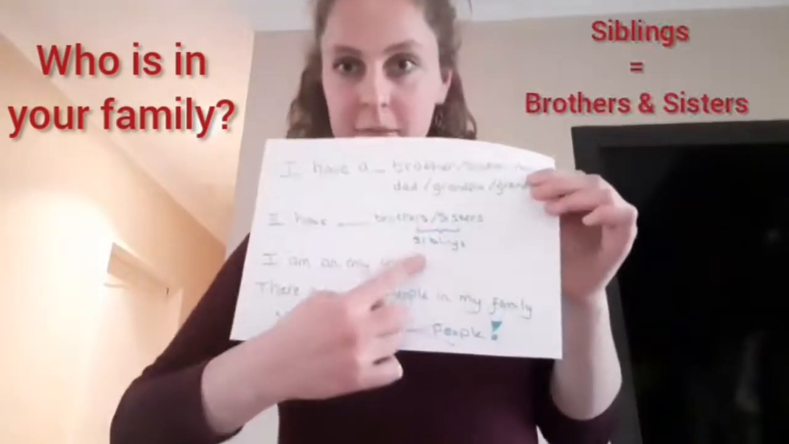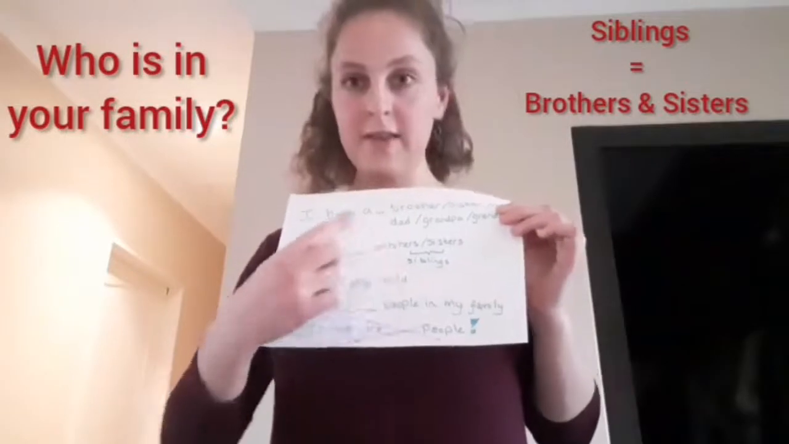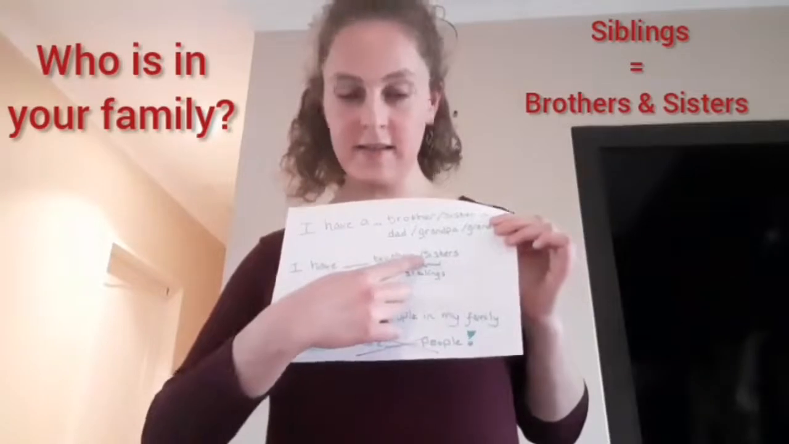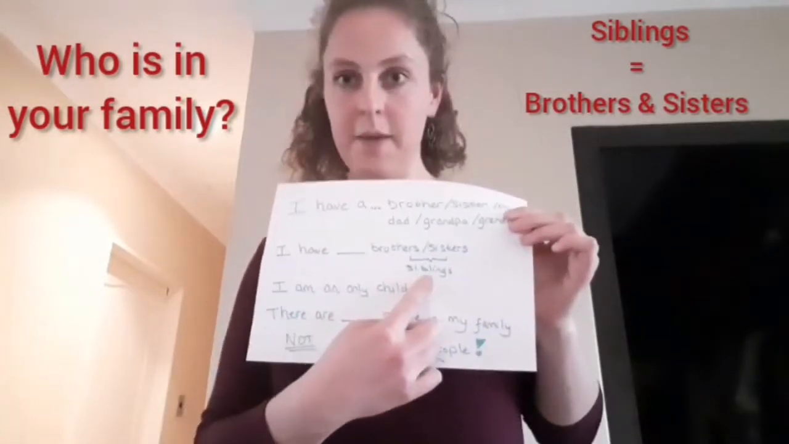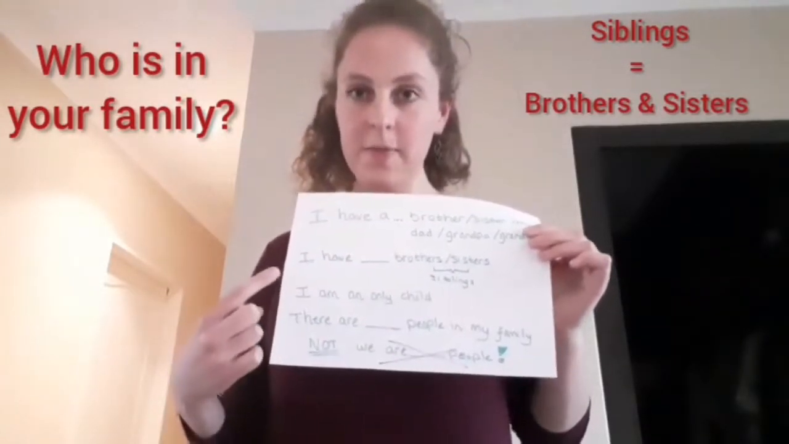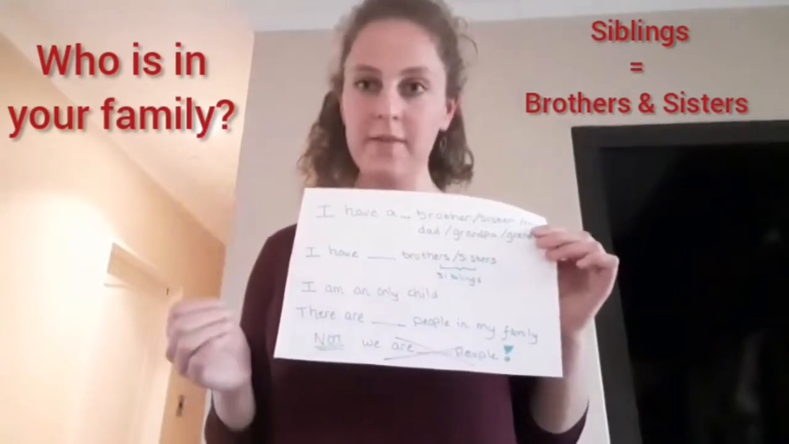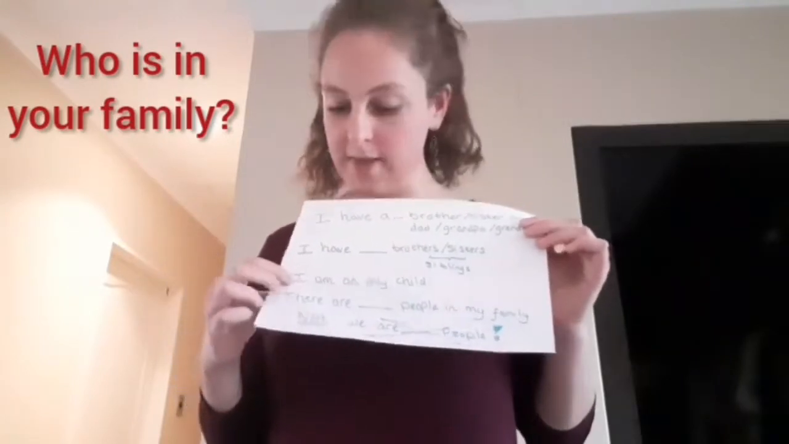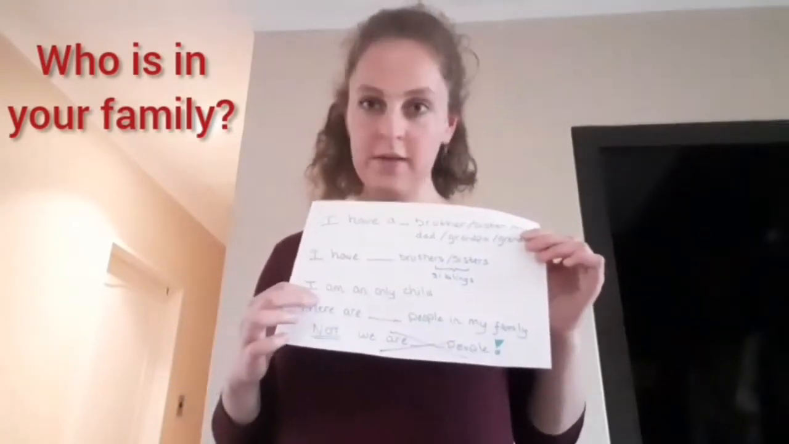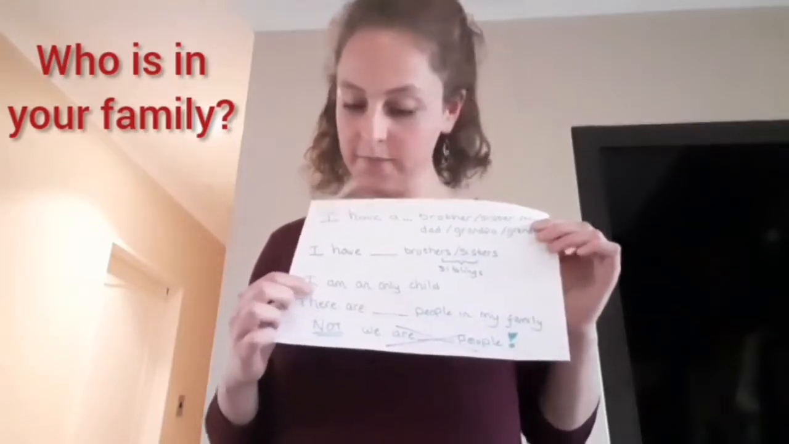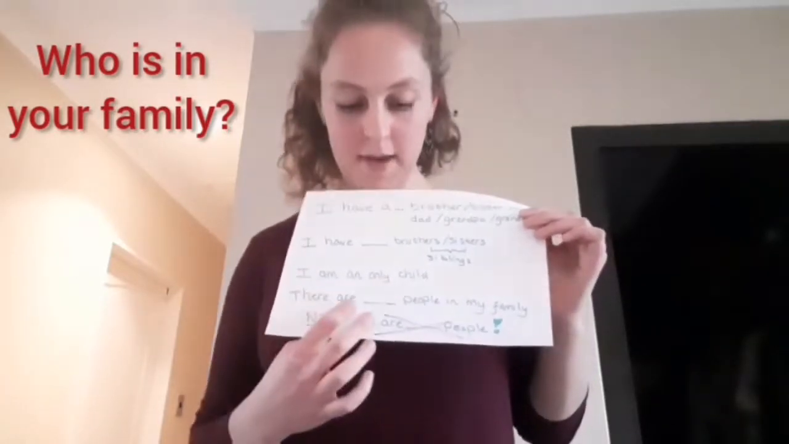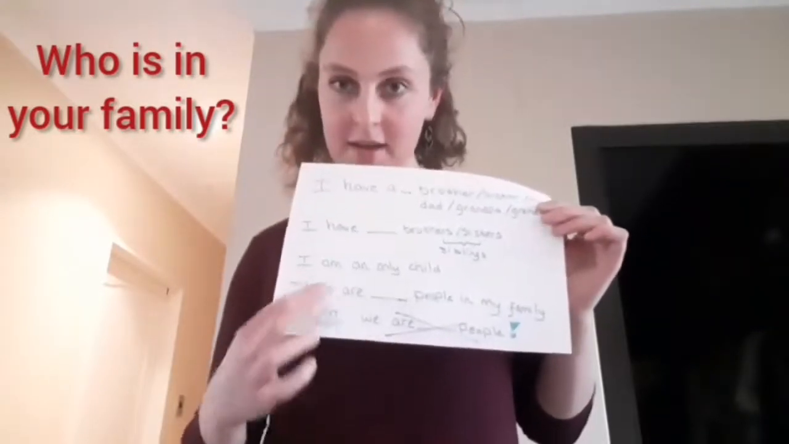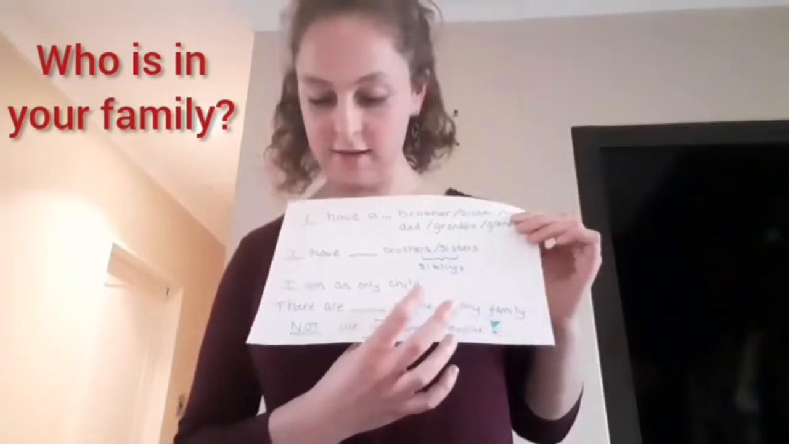We use the word siblings to talk about brothers and sisters together. One word, brothers and sisters. If you have both, it can be siblings. For example, I have 4 siblings. Maybe 2 are boys, 2 are girls. And then, if you have no siblings, no brothers or sisters, you can say, I am an only child.